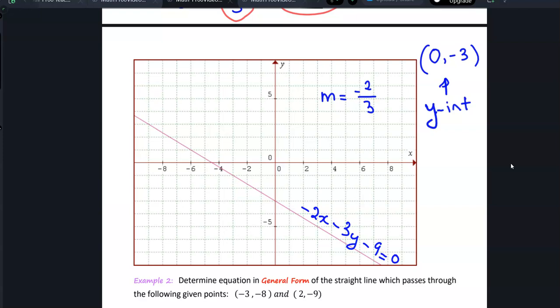Okay, so let's check. The y-intercept, when x equal to 0, y equal to negative 3. So right here is negative 3. If we count, here is negative 1, negative 2, negative 3, negative 4, negative 5. So right at this point, this line cuts the y-axis at the point (0, negative 3), which is the y-intercept. So this point is (0, negative 3), which is also the y-intercept.